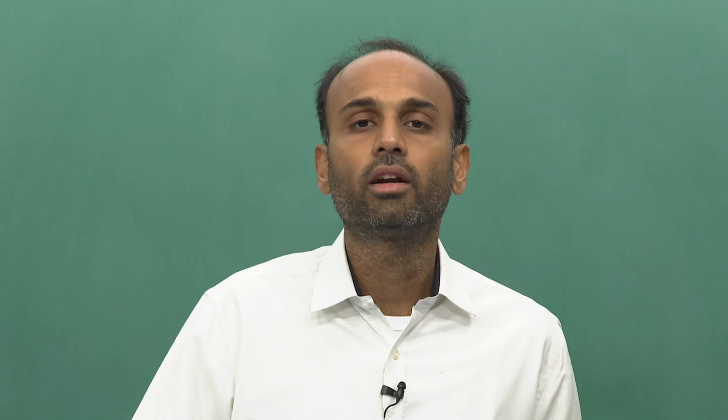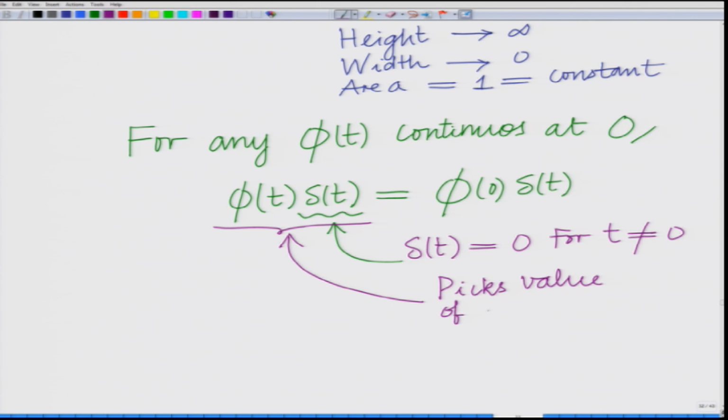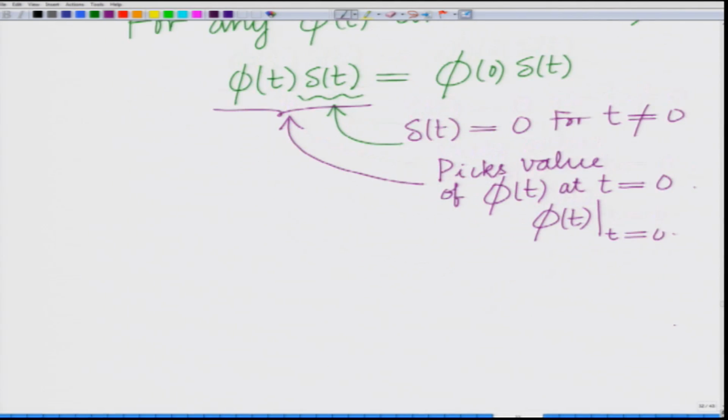So, phi of t into delta t, when phi of t is continuous at 0, is simply phi of 0 times delta t. So, delta t is sort of picking the value of this function phi of t at t equal to 0. This operation picks the value of phi of t evaluated at t equal to 0.